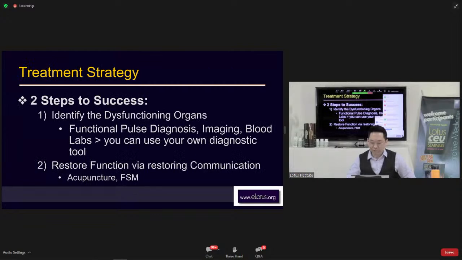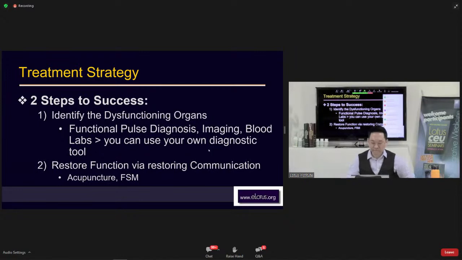Okay, treatment strategy. Oh, one thing I forgot to put is you need to take lots of notes, because this treatment strategy is not just for FSM. It is for any technique you use in practice, right? So these are the 2 steps to success in my practice. Number 1, you want to identify the dysfunctioning organs. Okay. So you need to identify the dysfunctioning organs.